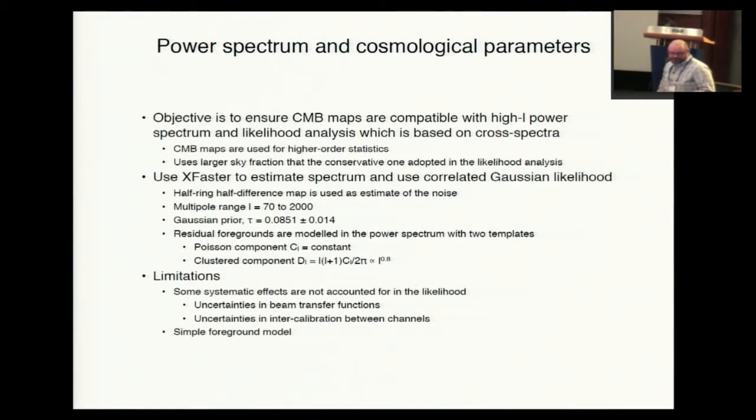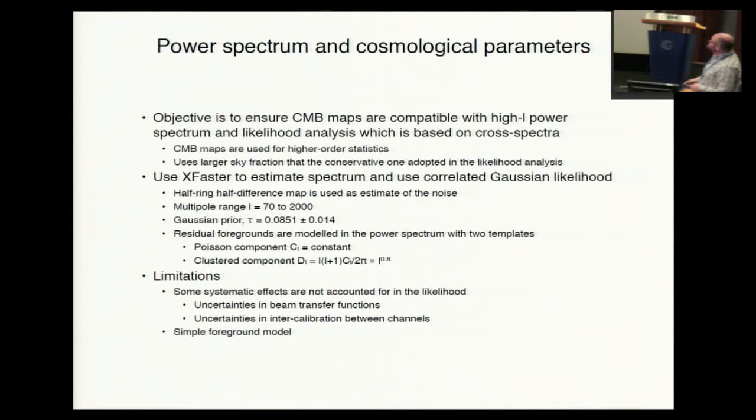So the first thing to do with these maps, beyond looking at the map level, is to look at the power spectrum and cosmological parameters. And here we want to ensure that these maps are consistent with the high L power spectrum, which was basically based on cross-spectrum methods of frequency channels or detector sets. So these CMB maps are used for higher order statistics. And in the analysis here, we use a larger sky fraction, the conservative one that was adopted for the likelihood analysis.